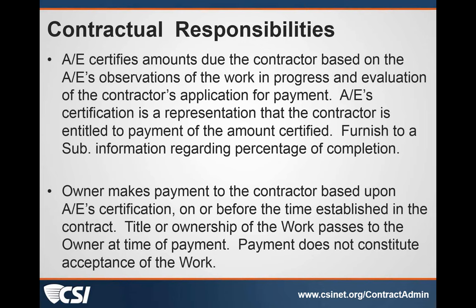So the owner, once he receives a certification or recommendation from the design professional, his obligation is to make payment. He's got to pay the contractor, and he needs to do that on or before the time that's established in the contract. Typically, the ownership of the work that's the subject of that pay application, the title to the material, passes to the owner upon the time of payment. And the payment does not constitute acceptance of the work. So neither the architect nor the owner is responsible for verifying that payments are made to subcontractors or suppliers. And I'm not seeing any questions on the owner's obligations.